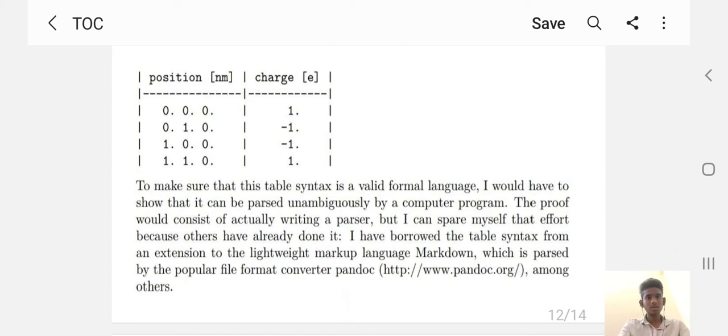To make sure that this table syntax is a valid formal language, I would have to show that it can be parsed unambiguously by a computer program. The proof would consist of actually writing a parser, but I can spare myself that effort because others have already done it. I have borrowed the table syntax from an extension to the lightweight markup language.